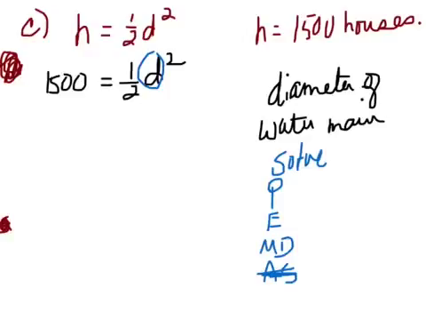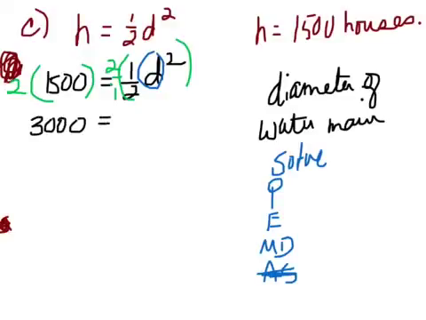If I multiply by the reciprocal, it'll make my life easier, won't it? So to get rid of a fraction in front of a variable, I could multiply by the reciprocal. The reciprocal of 1/2 is 2 over 1, and that's just 2. So now I have 2 times 1,500, wouldn't that be 3,000? Okay, so 3,000 is equal to D squared.